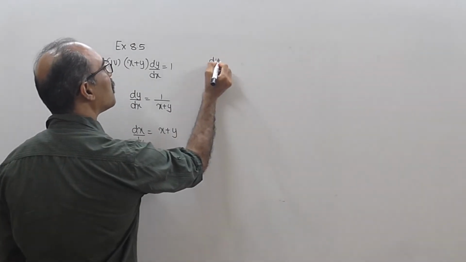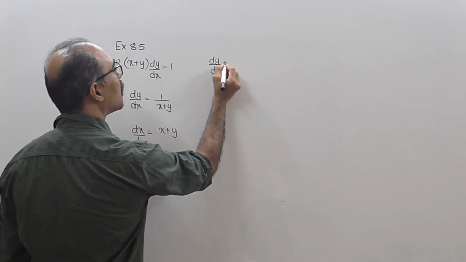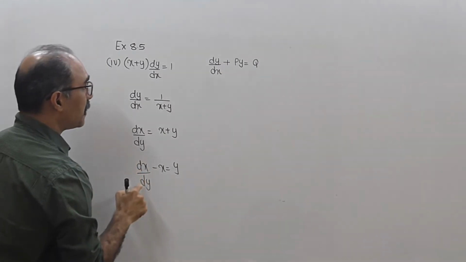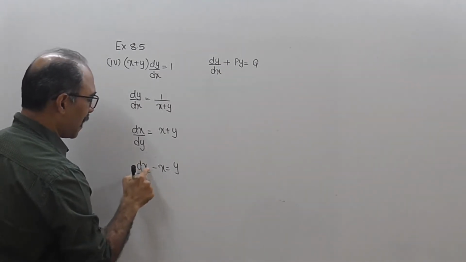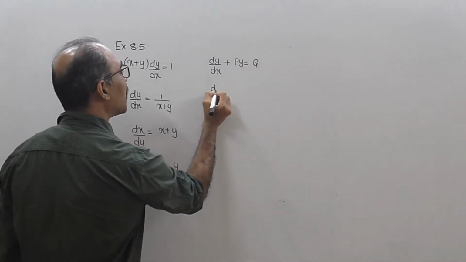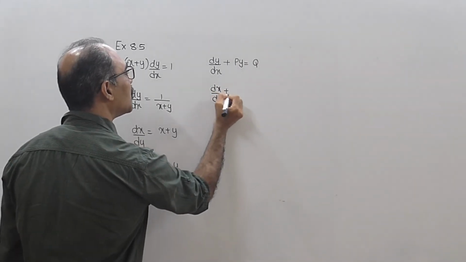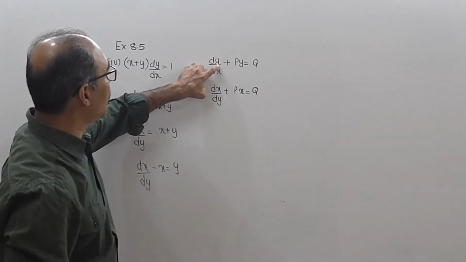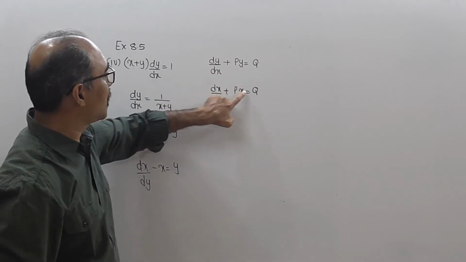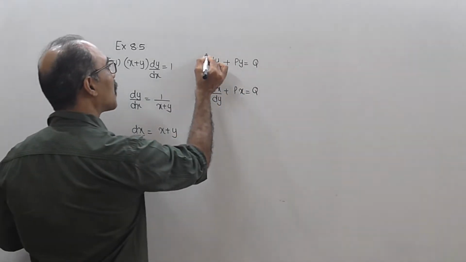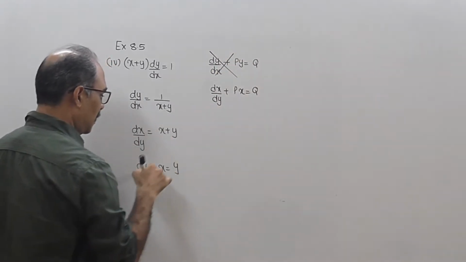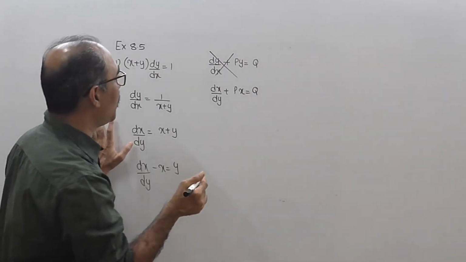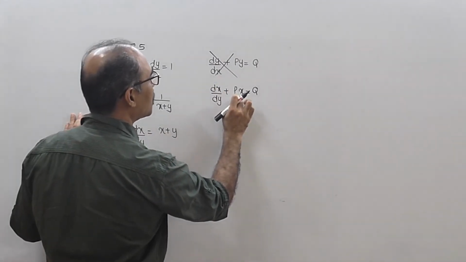Normally the form of this type of differential equation is dy by dx plus py equal to q. So instead of dy by dx, I am having dx by dy. So if I write dx by dy, this will be p, but this will be x. See, if it is y here, I will have y here. If it is x here, I will have an x here. So I am not able to convert it in this form. So I will try to convert it in the reverse form. That is, instead of dy by dx, I will try to make it as dx by dy plus px equal to q.